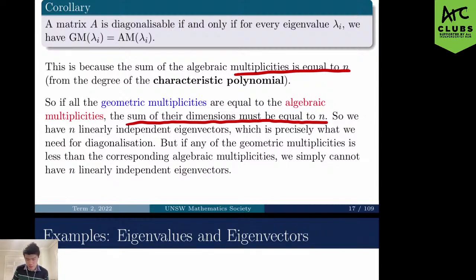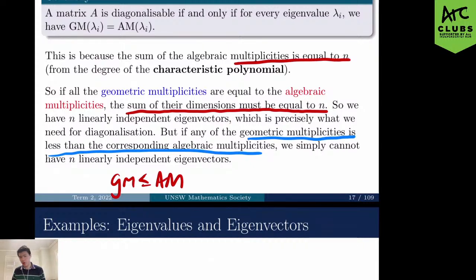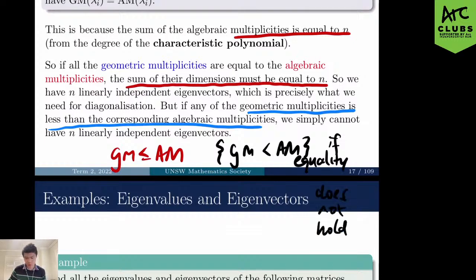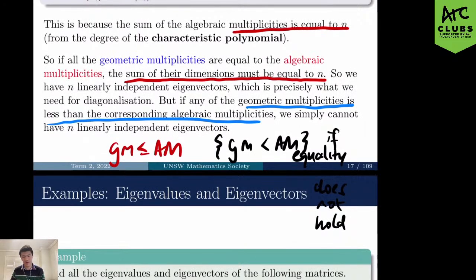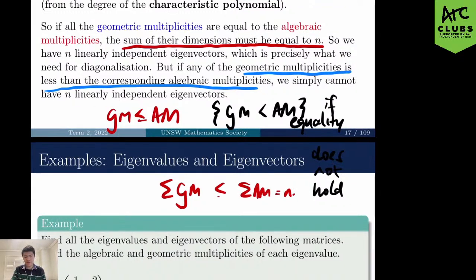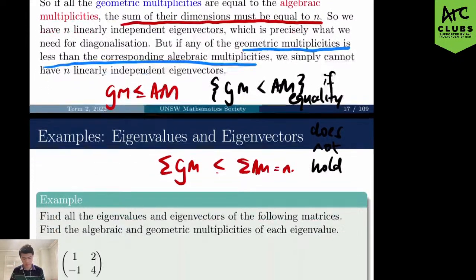But on the flip side, if any of them is actually less, recall this. If equality does not hold, then we've got an insufficient number of eigenvectors. So when we actually come to add them up, we don't actually get enough. We don't get enough to fill our diagonalization quota, so we can't have diagonalization.